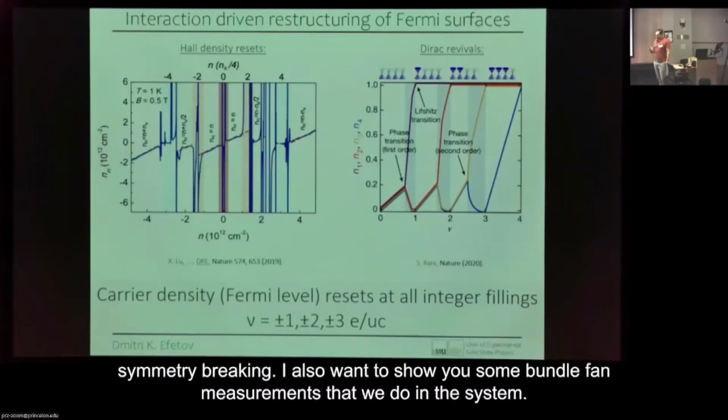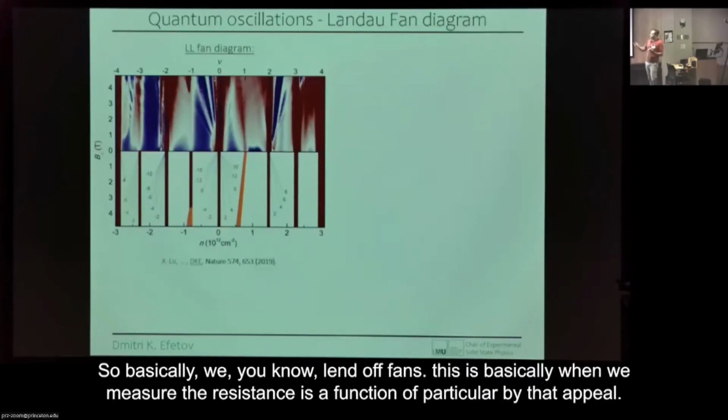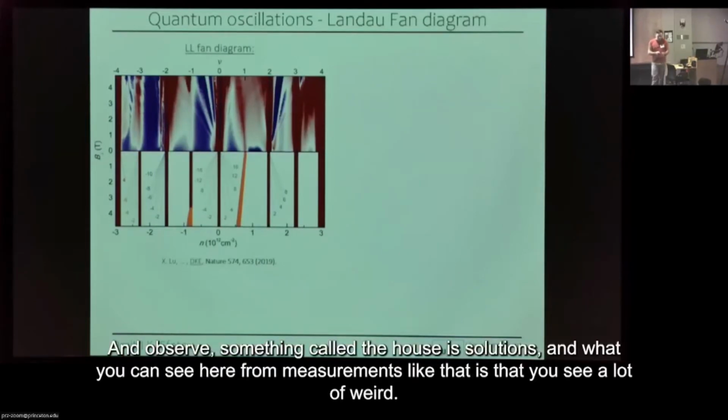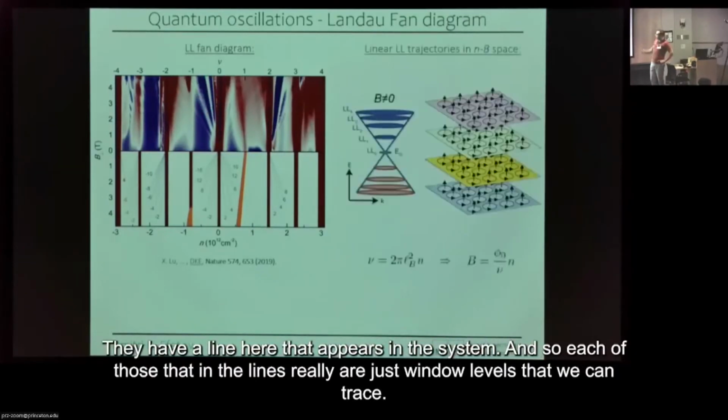And also, in order to quantify this symmetry breaking, I want to show you some Landau fan measurements that we do in the system. So Landau fans are when we measure the resistance as a function of magnetic field. We apply several Tesla typically to induce really strong Landau levels and observe Shubnikov-de Haas oscillations. And what you can see here from measurements like that is a lot of linear diagonal lines that appear in the system. And each of those diagonal lines really are just Landau levels that we can trace.